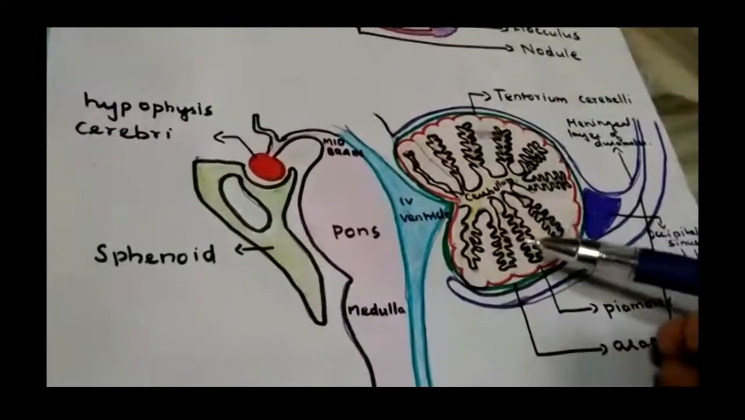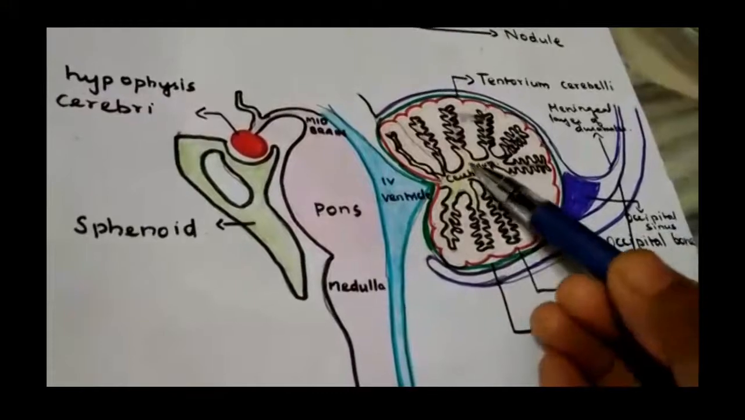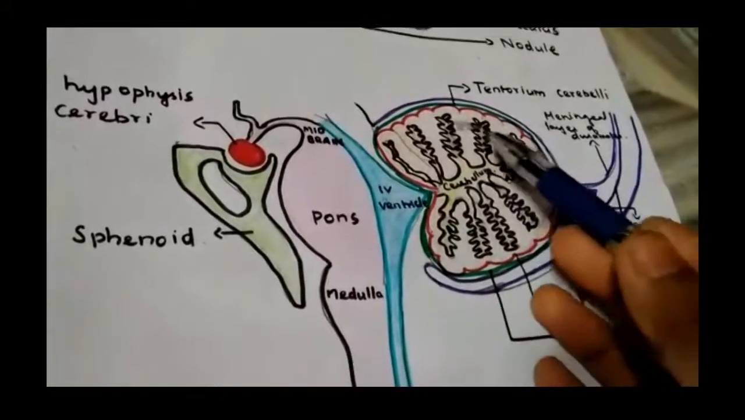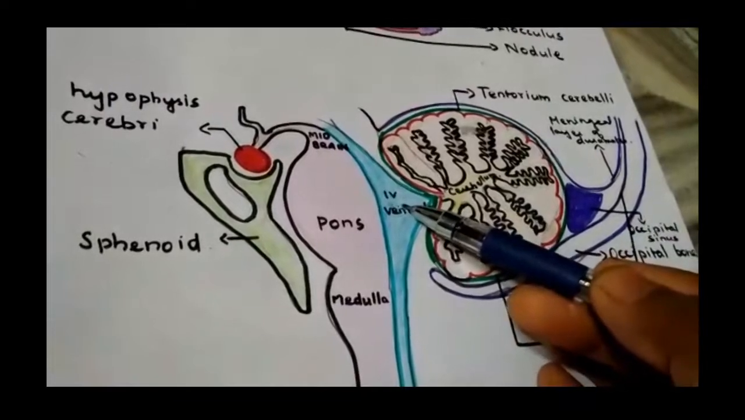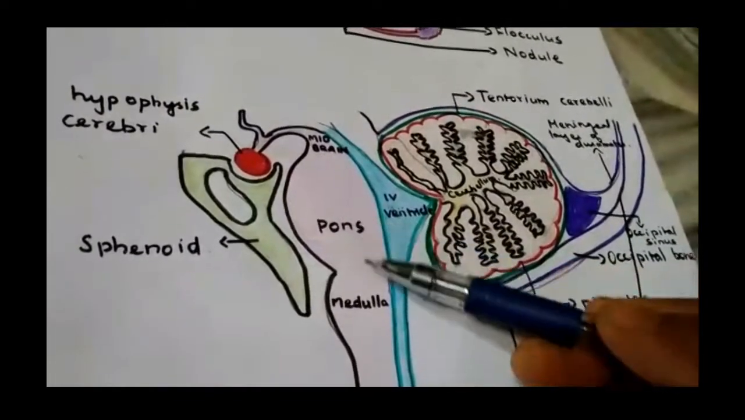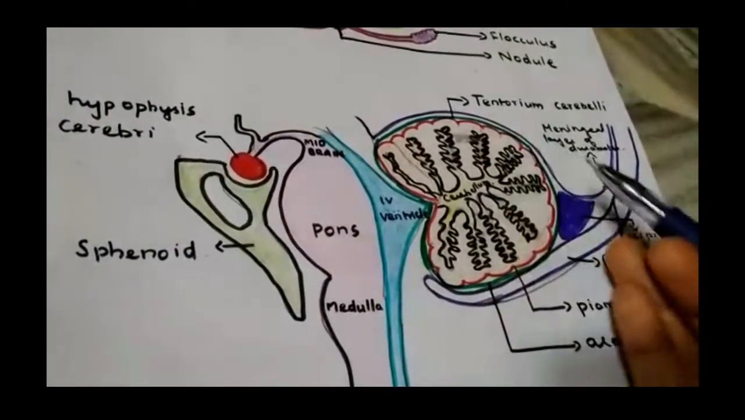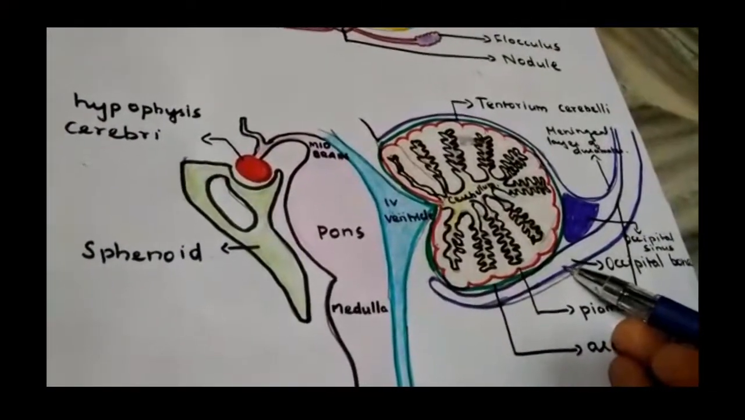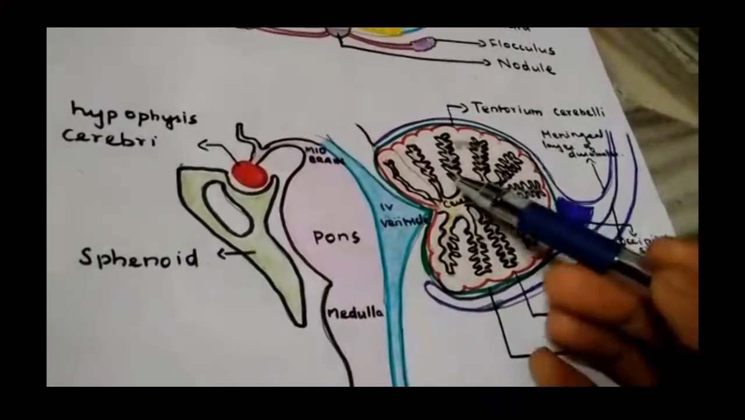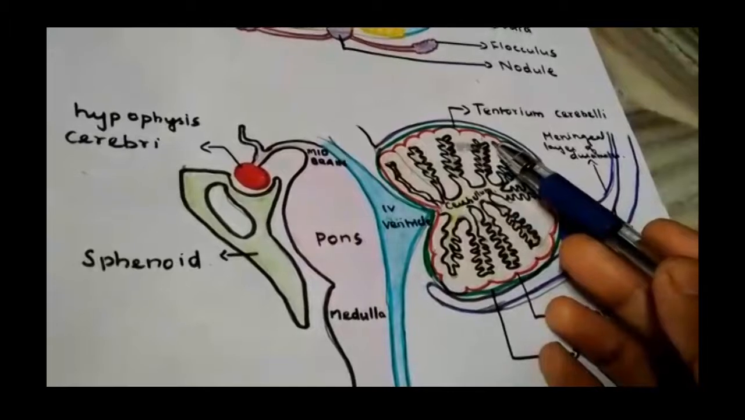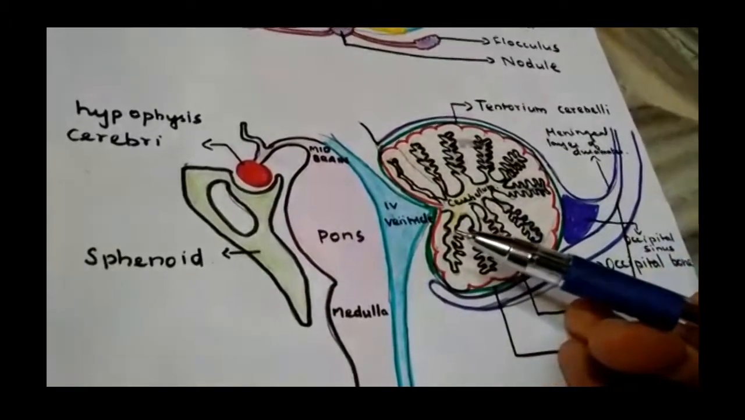Now let's see about the relations of the cerebellum. Anteriorly, so here is the cerebellum, the anterior relations are the fourth ventricle, pons and the medulla oblongata. Posterior-inferiorly, it's related to the squamous part of the occipital bone. Superiorly, it is related to the tentorium cerebelli. Now let's see about the external features.